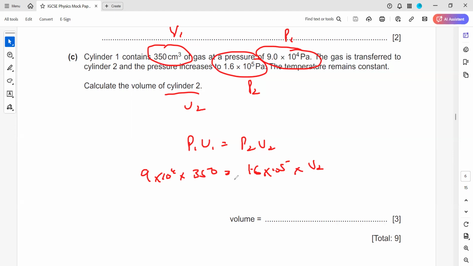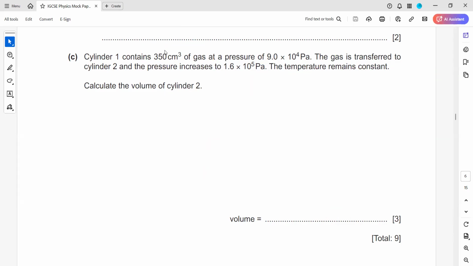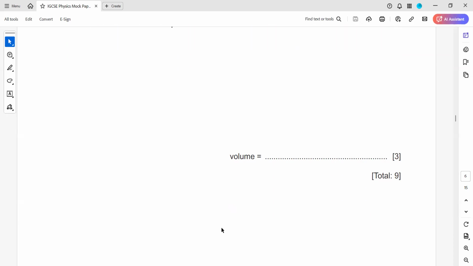Multiply this side, and on the other side divide. What's the answer? 196.87 centimeter cube, 196 centimeter cube. Yes, 197. Okay, 197 cm cube. Because the rounded off answer is 200.